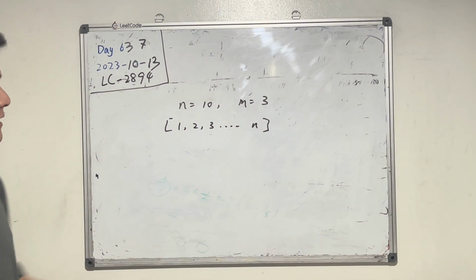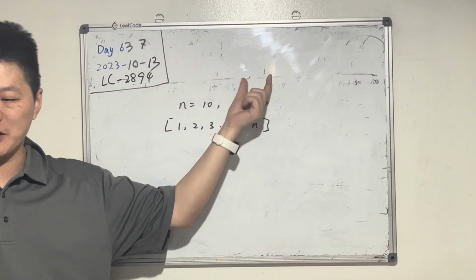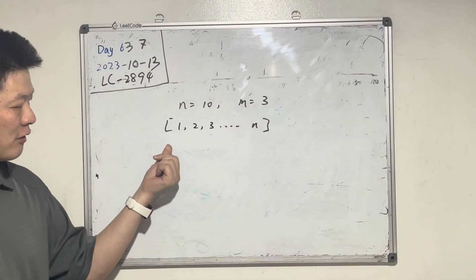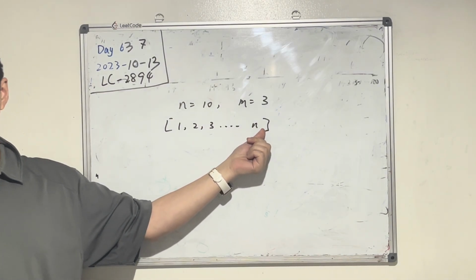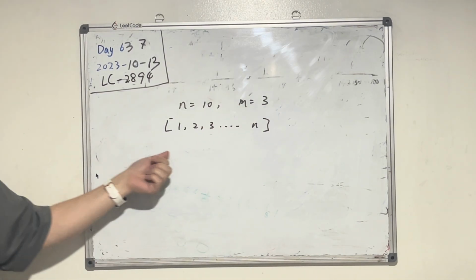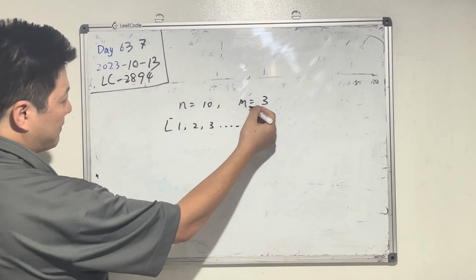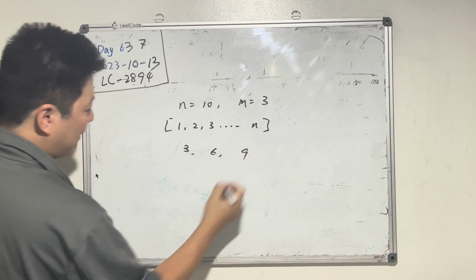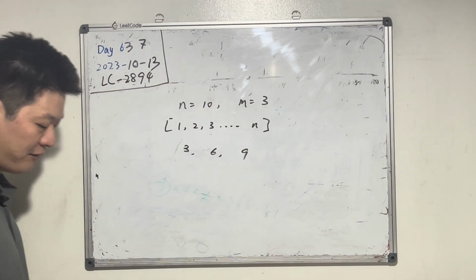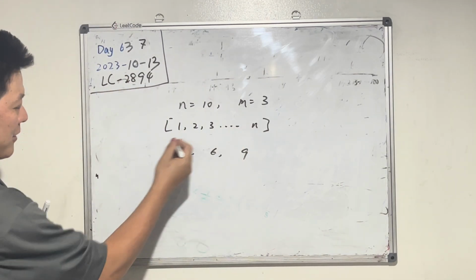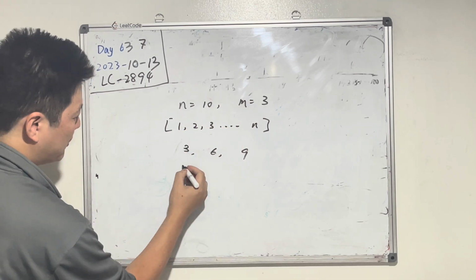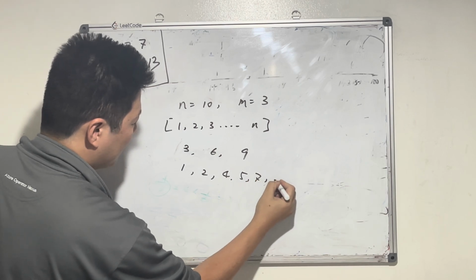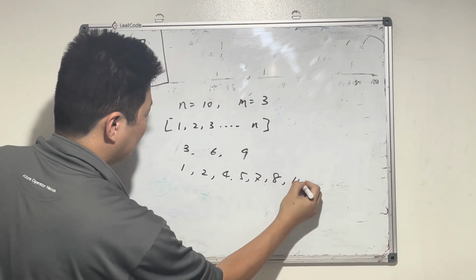Okay, so given n and m, we want to find the number of integers in the range from 1 to n which are divisible by m. So in this case, which numbers can be divisible by m? It's actually 3, 6, 9. These three numbers are divisible by m, and all the rest are not divisible by m, which is 1, 2, 4, 5, 7, 8, 10.